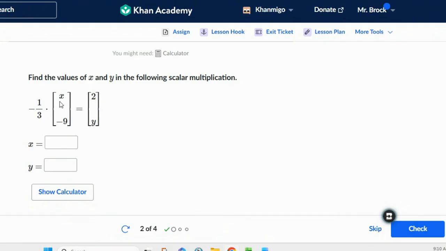All right, try this one. This one, they want us to find the value of x. So x is right there and y is right there. So this is where I was thinking earlier, talking about if you're trying to have an x. Let me see.